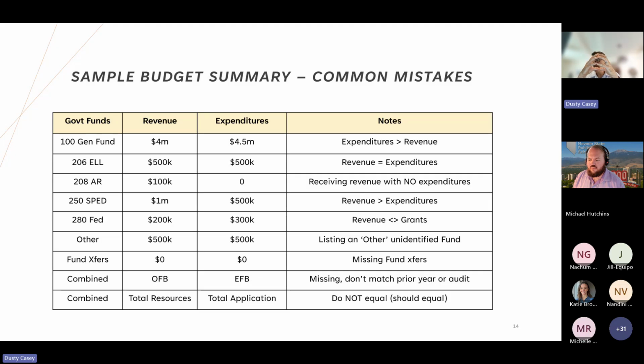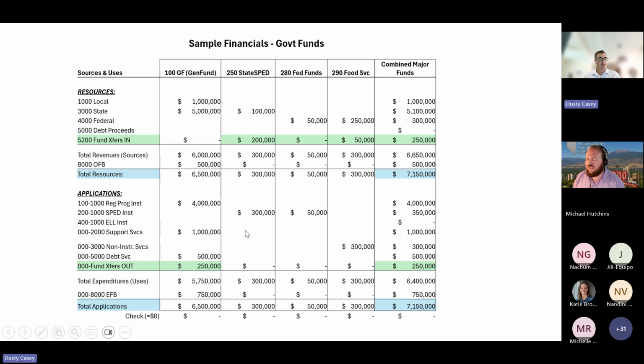And then your applications of those resources are all the outflows. Okay, everything you're writing checks for, from debt, capital, payroll, all those sorts of things. And then anything left over is your ending fund balance. So your total outflows plus your ending fund balance becomes your total applications. Those two should match. It's kind of like in accounting, assets equals liabilities plus equity, right? The two sides of the equation match. That's essentially the same thing.